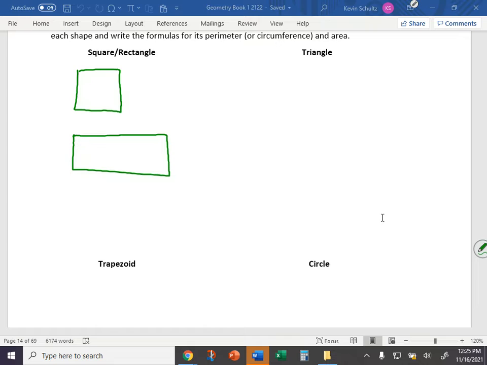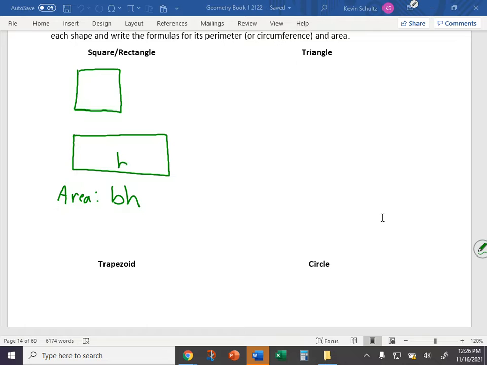Can anyone tell me how you would find the perimeter of a square or a rectangle? Based on side is actually how we're going to find the area, right? The area is based on base and height, and the only thing you really have to know about this is which one is the base and which one is the height.